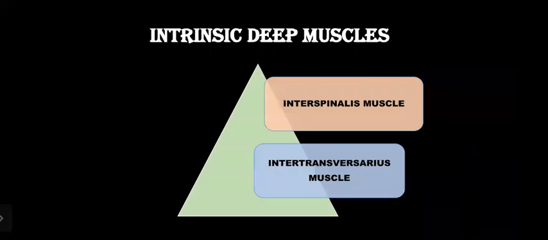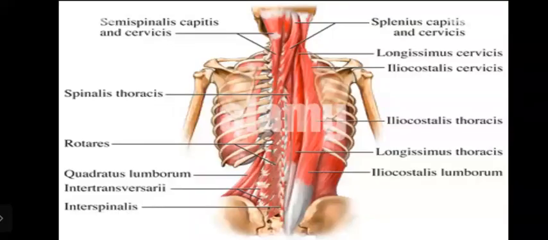Further, when we talk about intrinsic deep muscles, we have two Is, that is interspinalis muscles and intertransverse muscles. Moving forward, this is the diagram view of whatever we have learned. We have the interspinalis muscles, the rotators, the semispinalis capitis. We see that we have iliocostalis, longissimus. So this is basically a diagram to make you understand.